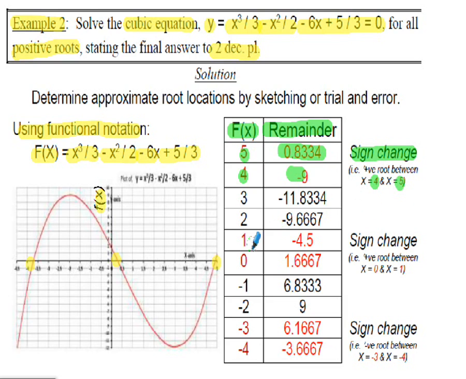Putting further values into the f(x) equation, we note between x equal to 1 and x equal to 0, we get a change of sign here. So there must be a root between x is 0 and x is 1. And continuing to put values into the f(x) equation, x is negative 3, x is negative 4, we again find a change of sign. So there must be a root between negative 3 and negative 4. And of course, those we can see from the diagram on the left-hand side.